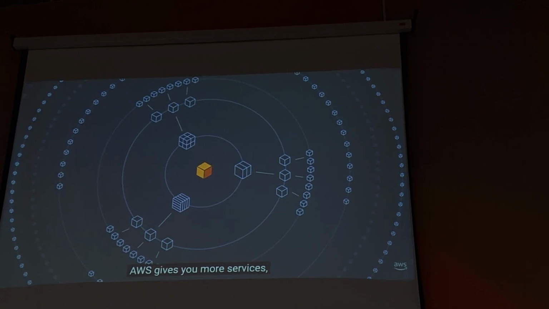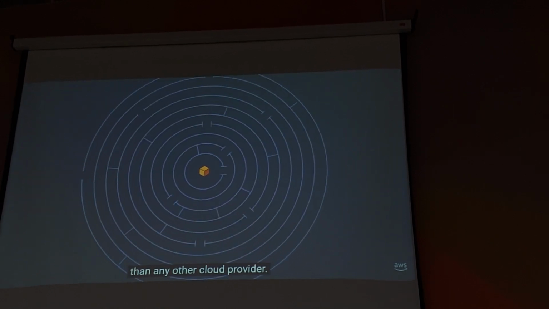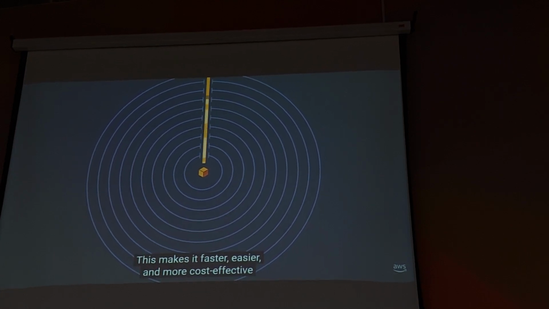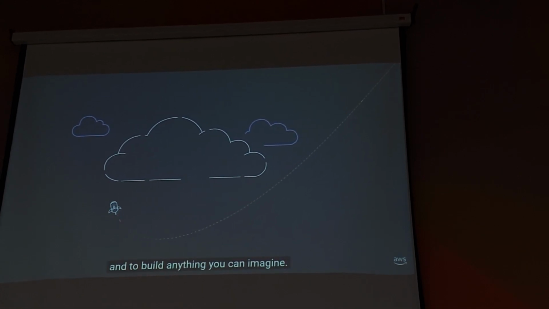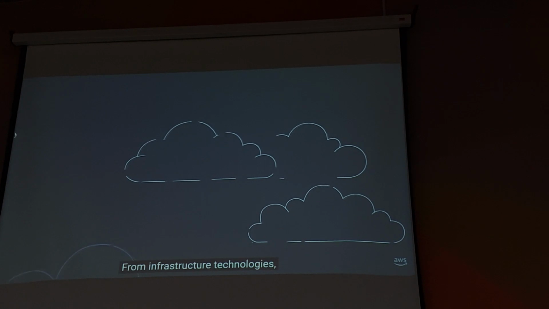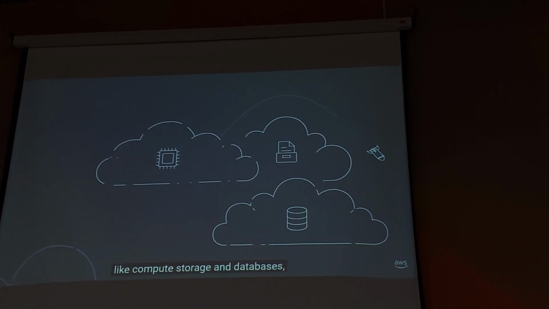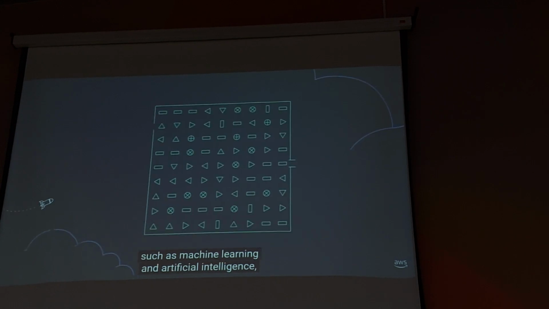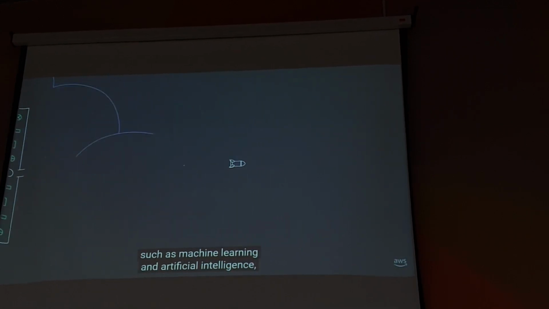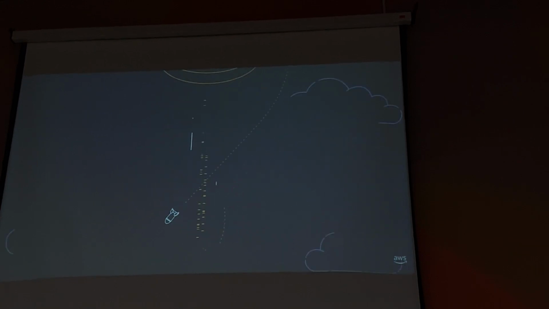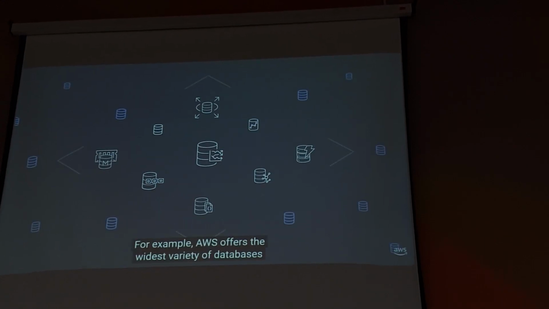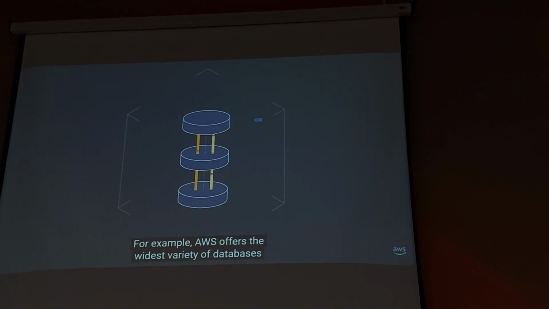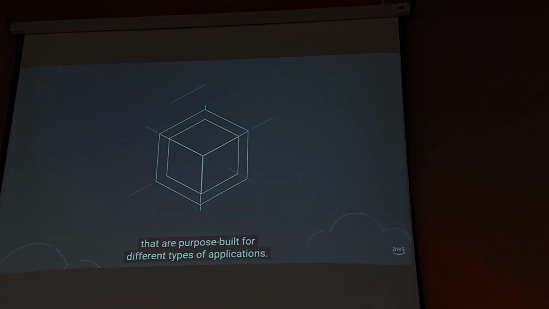AWS gives you more services and more features within those services than any other cloud provider. This makes it faster, easier, and more cost-effective to move your existing applications to the cloud and to build anything you can imagine. From infrastructure technologies like compute, storage, and databases, to emerging technologies such as machine learning and artificial intelligence, data lakes and analytics, and Internet of Things. Building on AWS means you can choose the right tool for the job. For example, AWS offers the widest variety of databases that are purpose-built for different types of applications.